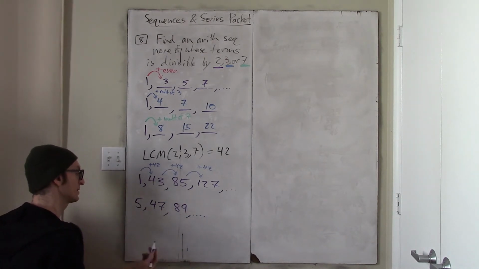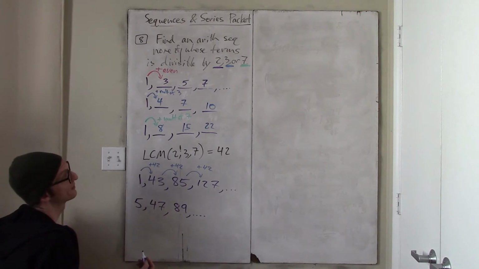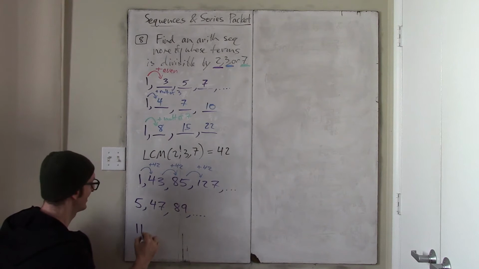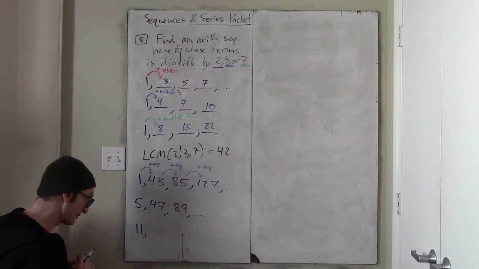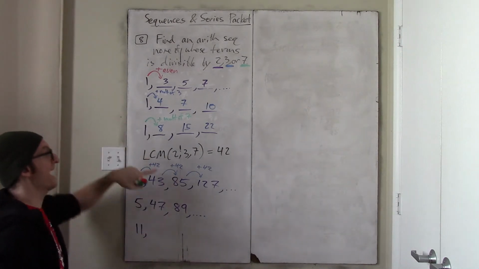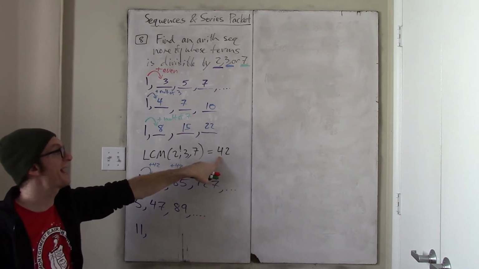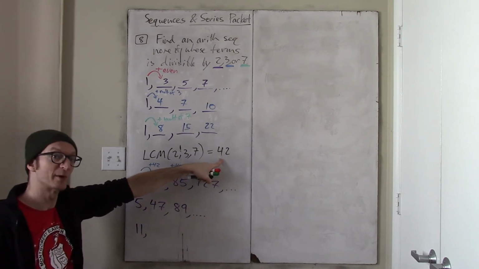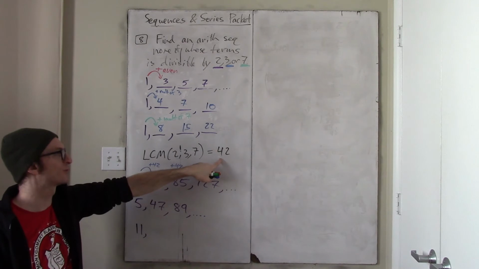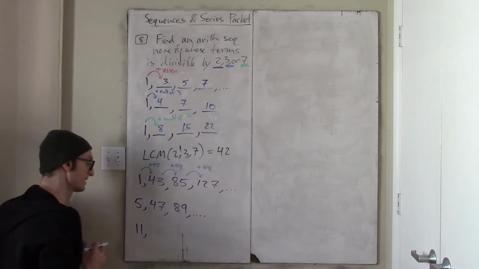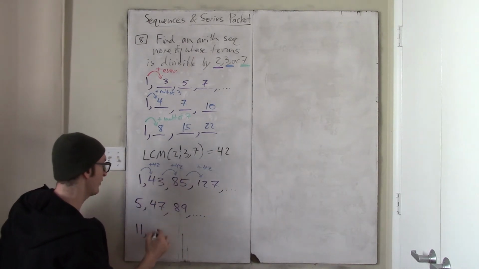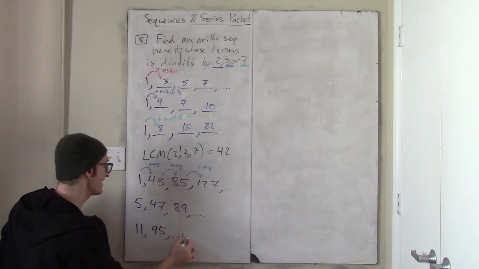Another possible answer would be to start with something which is not a multiple of 2, 3, or 7. I guess I could just go to 11, right? That's not a multiple of 2, 3, or 7. There's nothing that says I have to add 42. I could add another number which is a multiple of 2, 3, and 7, say 84. So if I add 84, that gives me 95, etc.